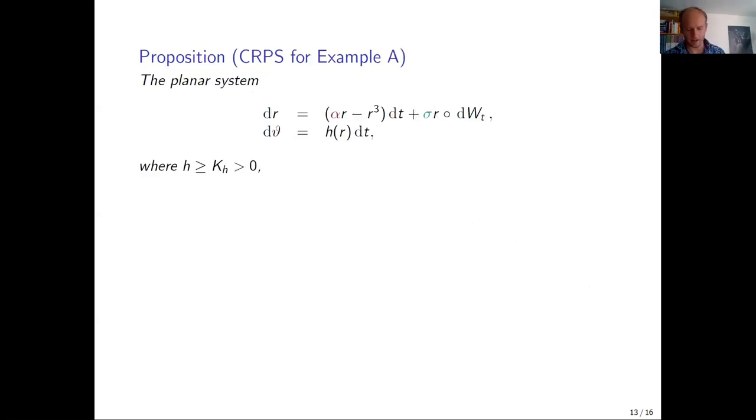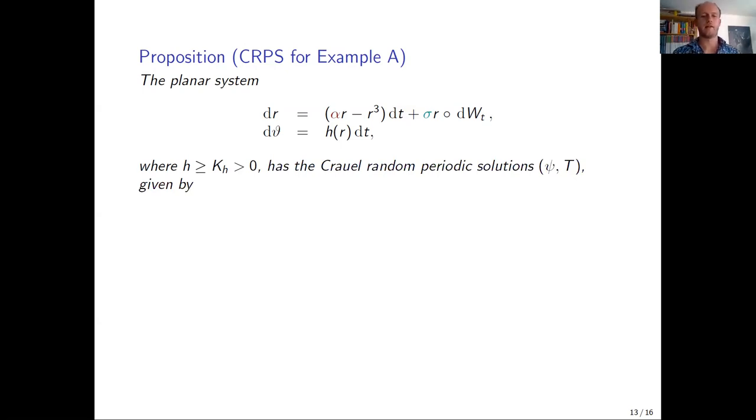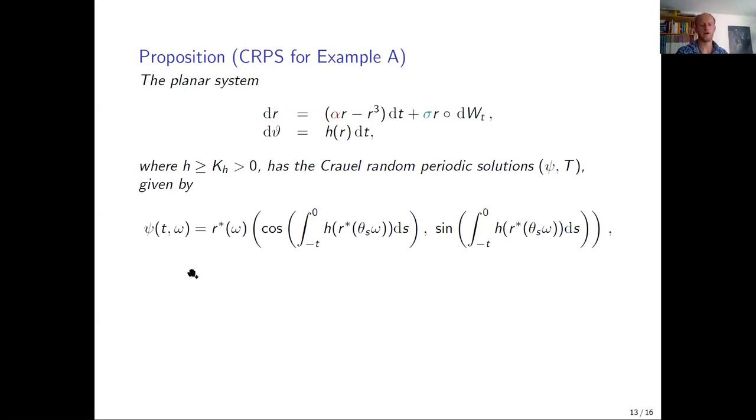And we just want to demonstrate that this kind of definition makes sense by using our example, which I've shown you at the beginning. So the Hopf example with some multiplicative noise and some angular speed, which is bounded away from zero, can generalize that a little bit, of course. And then we can show that this actually has this Kral random periodic solution. And this is given by, of course, on the one part, our R star omega, which is our random equilibrium in the R direction. And then at the same time, the angular parts or the phase parts are actually given by integrating from the past to the present along our random equilibrium in R.